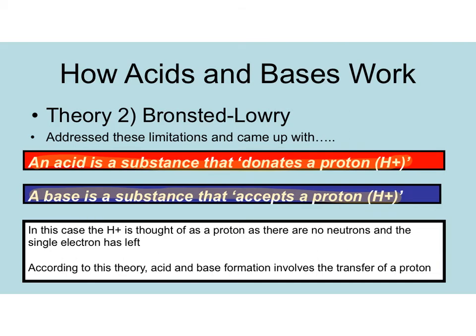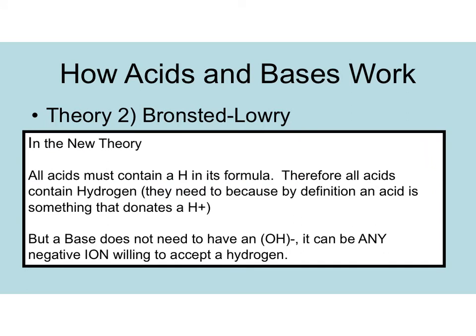Okay, so in the new theory, the chemist theory of acids and bases, all acids must contain an H in their formula. Therefore, all acids contain hydrogen. They need to because, by definition, they have to release that hydrogen. So every acid must have an H in its formula. But the big difference in this more accurate chemist view is that a base does not need to have an OH. It can be any negative ion willing to accept hydrogen.